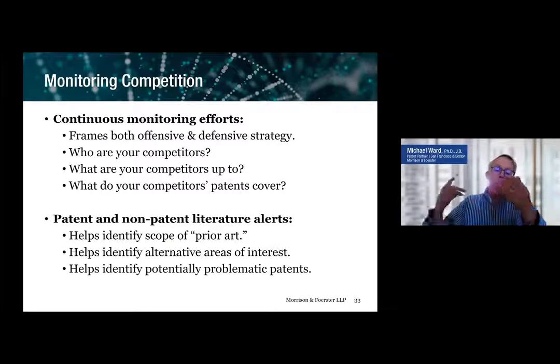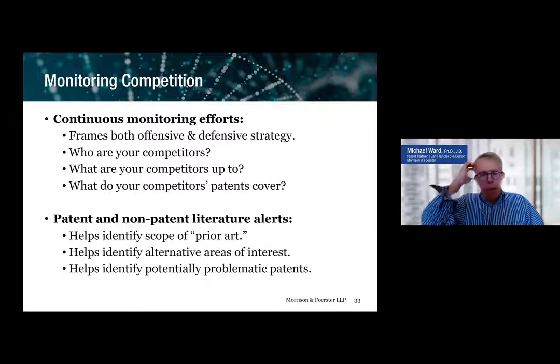In order to do this, you need to know who your competitors are, who's out there. There may be new competitors popping up all the time. What are they doing? What are they up to? And what do their patents cover? Where are they going? Many people will monitor, for example, Apple, because it gives them a window, as those patent applications publish 18 months after they're filed, to see what Apple is working on and what's going on, all right?